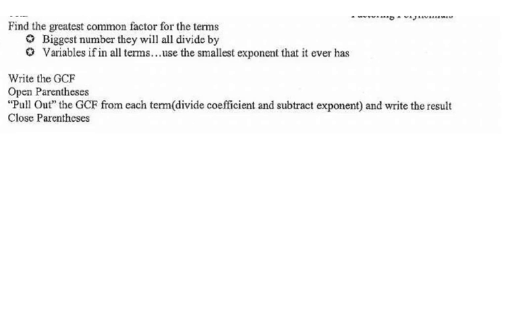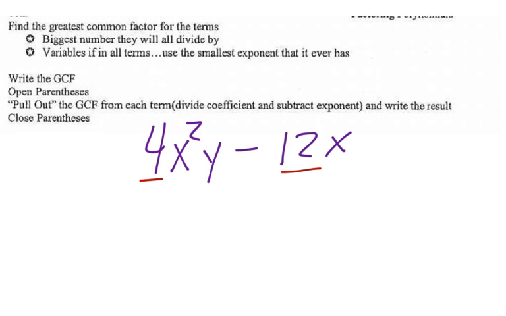So this is not on your notes, but here's a quick example. If we had 4x squared y minus 12x, you look at these and you say, well, 4 and 12, what will go into both of them? Well, they both divide by 4, so I'm going to pull out a 4. Then you look at your x and you say, is it in both terms? Yes, it is, so I get to write it down.